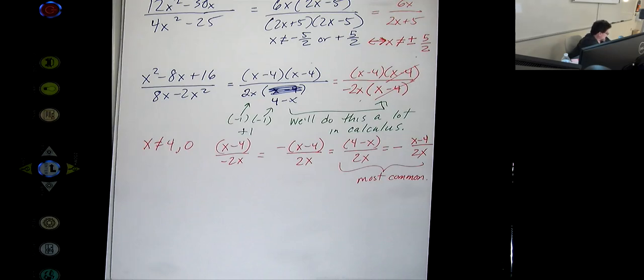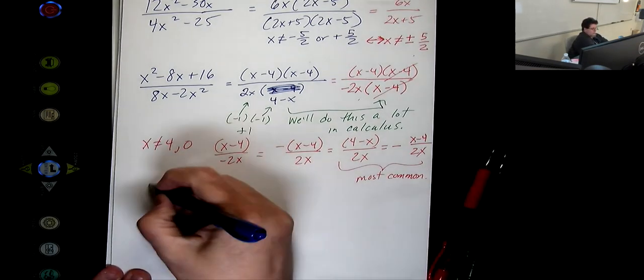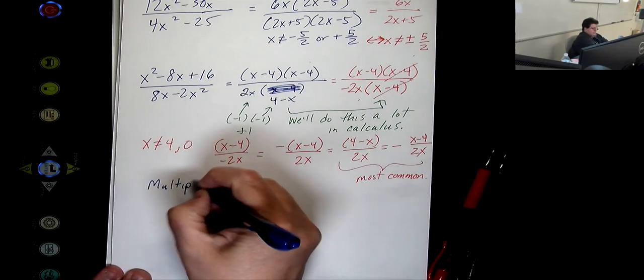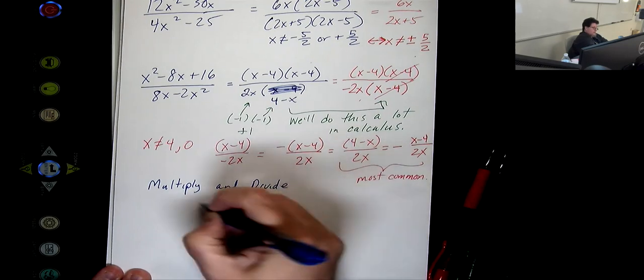So the next section has got a bunch in it, so maybe we'll pause here. Where we're going next is doing this where we multiply and divide fractions. Rational expressions, I should say.